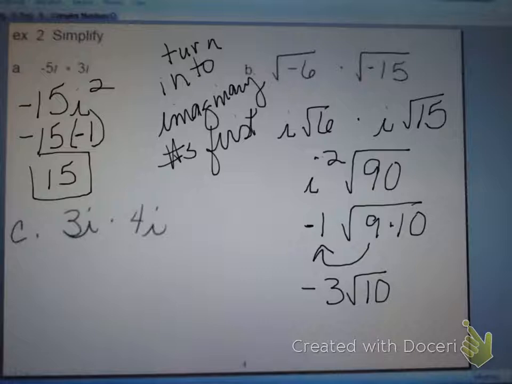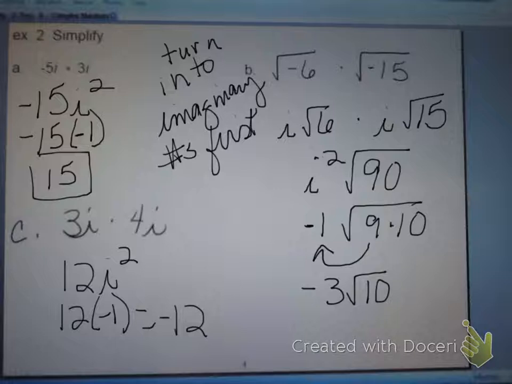Example C, 3i times 4i is 12i squared. And once again, whenever we see i squared, we replace that with negative 1. So my final answer is negative 12.